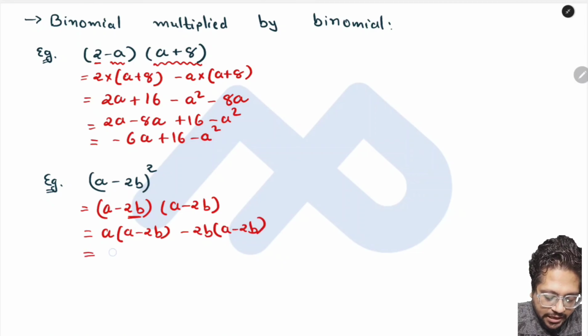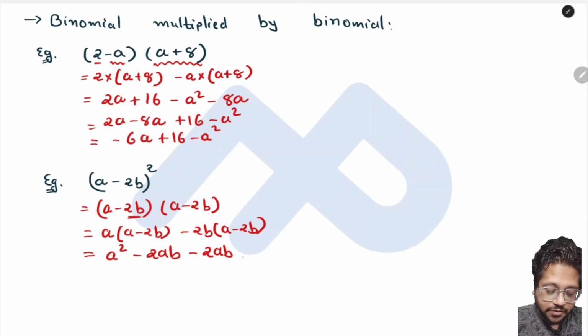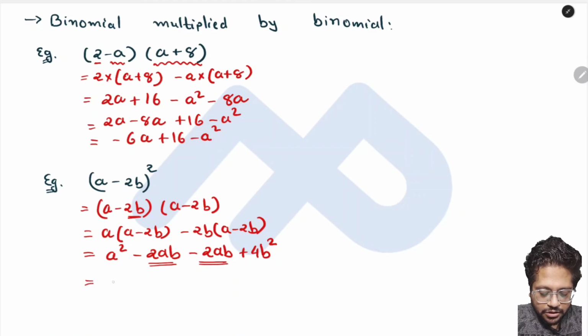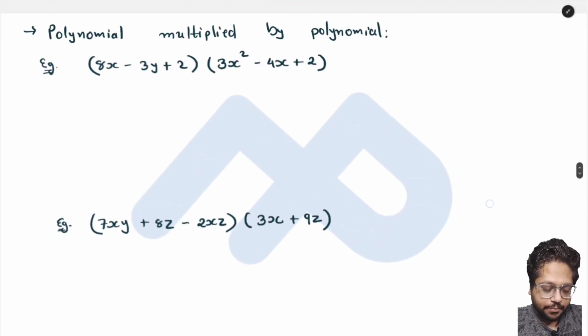So this a times a is a square, then a times minus 2b is minus 2ab. Similarly, minus 2b times a is also minus 2ab, and minus 2b times minus 2b, negative times negative is positive, so that will be positive 4b square. Now if you see this minus 2ab and minus 2ab, they are like terms, so we'll make it minus 4ab because both are negative, so they will be added. Minus 2 minus 2 is minus 4, so minus 4ab and plus 4b square as it is. Clear? So this is how you can multiply a binomial with another binomial.